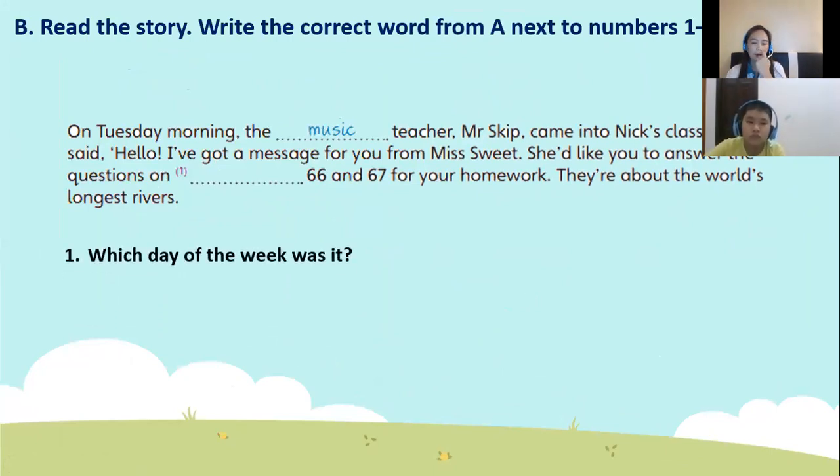Okay, can you read it first, baby? On Tuesday morning, the music teacher, Miss Kip, came into Nick's class and said, "Hello, I have got a message for you from Miss Kip. She would like you to answer questions on pages 66 and 67 for your homework. They are about the world's longest river." Okay. So your answer number 1 is pages.